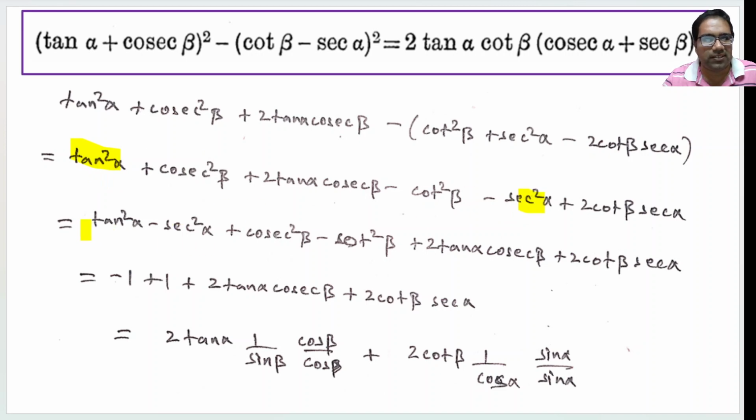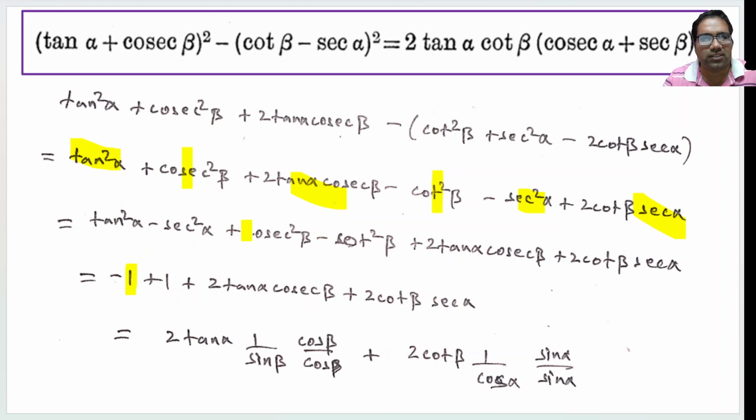Let's gather this tan square and this secant square together: tan square minus secant square. Then let's gather this cosecant square and cot square: cosecant square minus cot square. Then 2 tan alpha cosecant beta plus 2 cot beta secant alpha. These are these two terms. Now what is tan square minus secant square? We know secant square alpha minus tan square alpha equals 1. So tan square alpha minus secant square alpha is minus 1. So this part is minus 1.